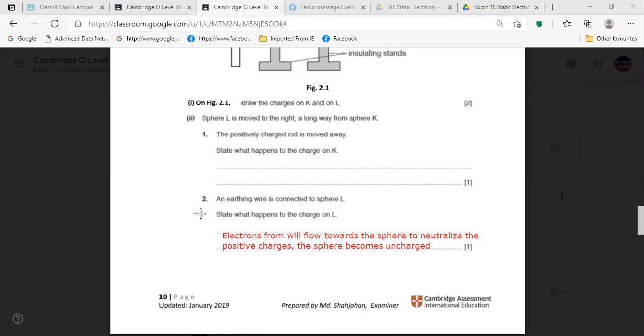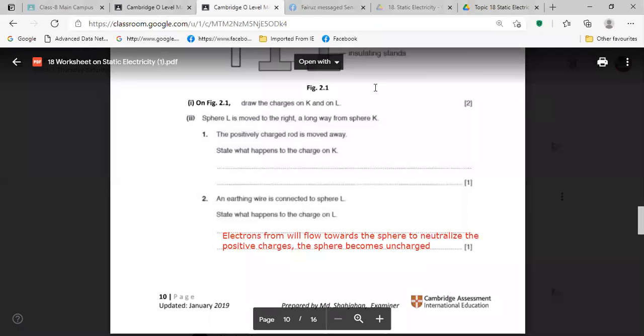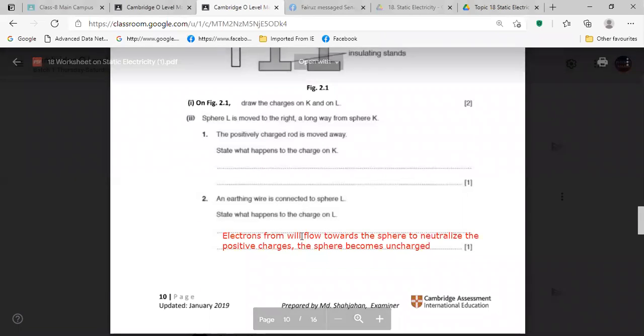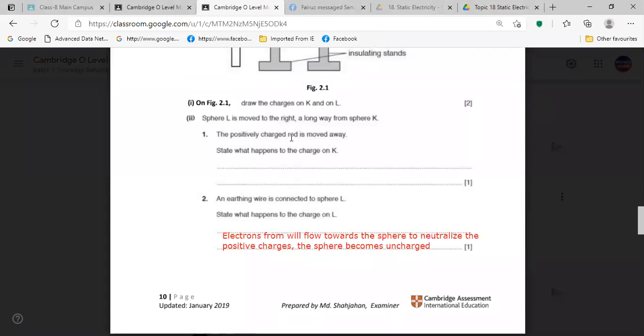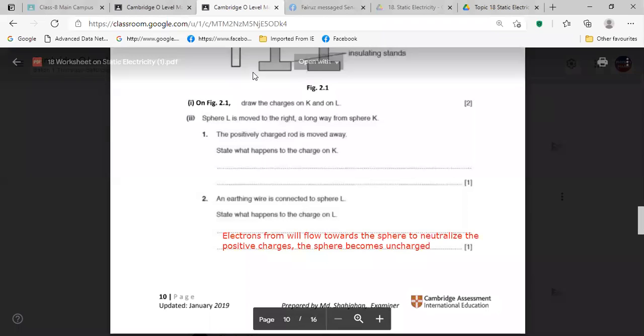We have the last one minute. In this last minute, I'm giving you the homework, showing what is left. So it will be electrons from the ground, right? Yeah, of course, electrons from the ground will flow towards the sphere. Okay? Yeah, thank you.